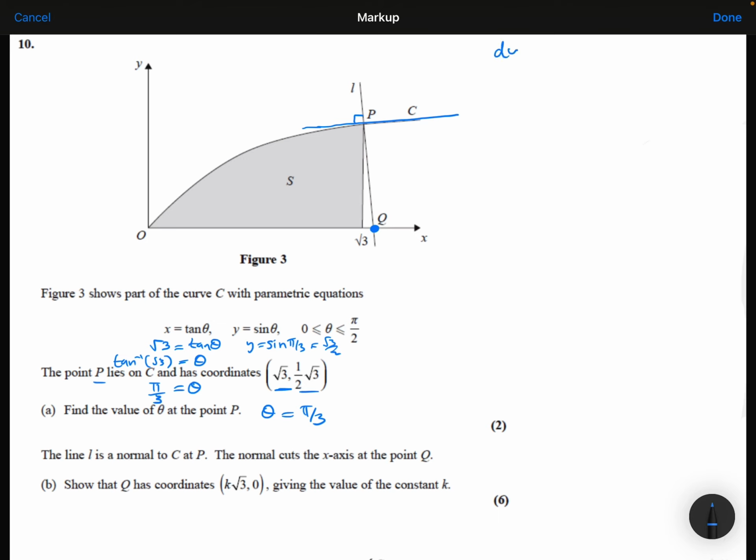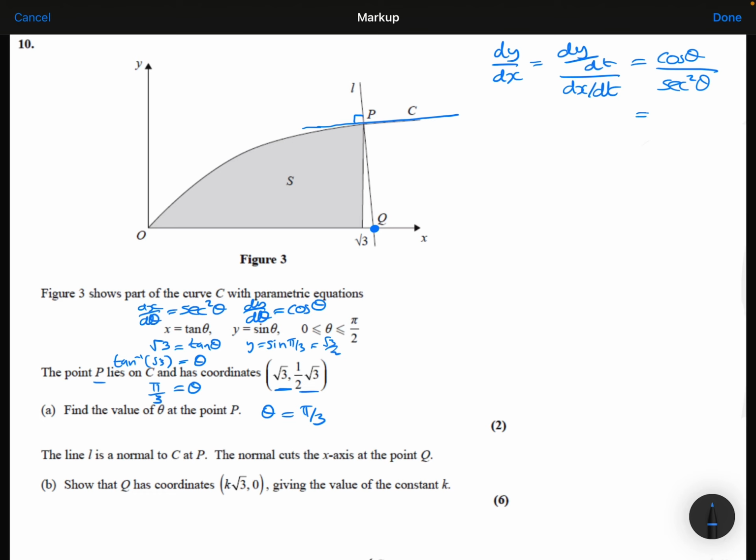So, our gradient function for the curve, when we're in parametric form, is dy by dt divided by dx by dt. When I differentiate x, differentiating tan with respect to theta, I'm going to get sec squared theta. Differentiating my y function, so differentiating sine theta, I get cos theta.